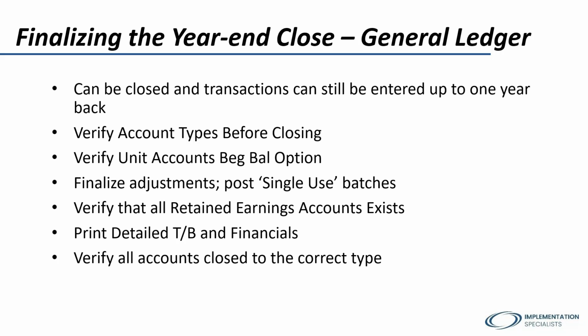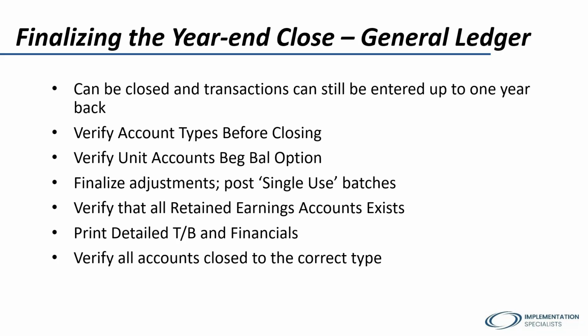However, prevention is the best remedy, so we do recommend just running a smart list and verifying your account types. If you're using unit accounts, make sure that you've set the beginning balance option how you expect it to be set. You'll want to finalize your adjustments, post any single-use batches. You'll also want to verify that all your retained earnings accounts exist.